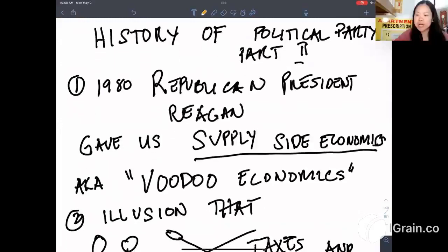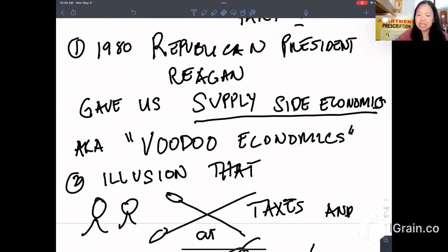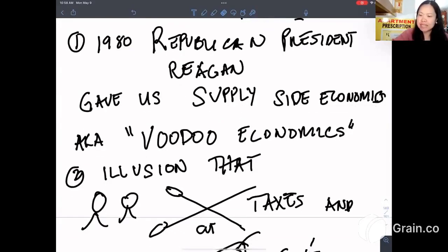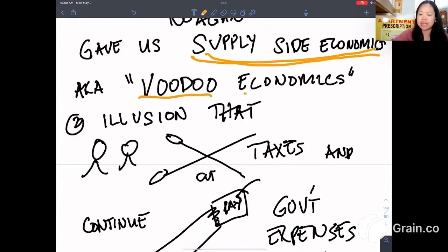History of Political Party, Part 2. In 1980, Republican President Reagan gave us supply side economics. The book says it is called voodoo economics.